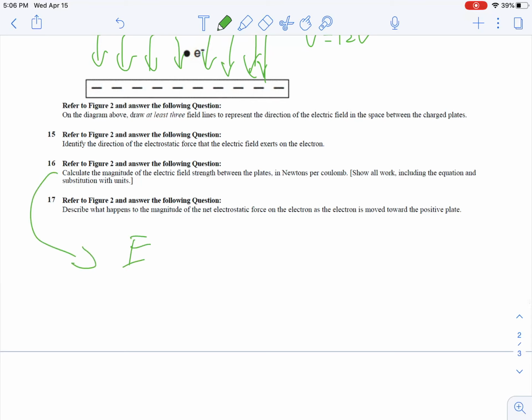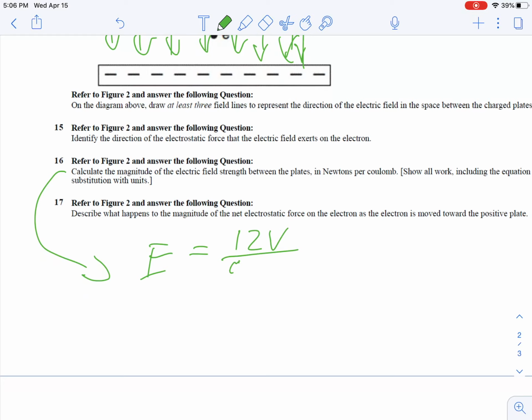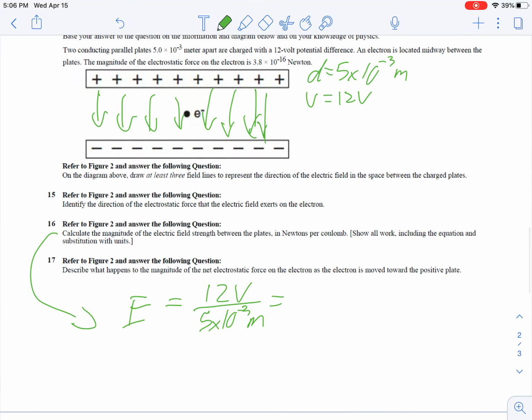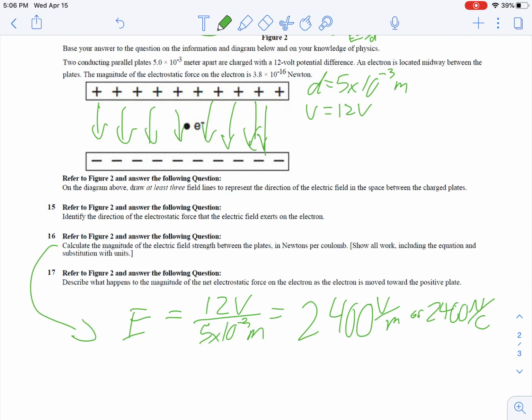The voltage is 12 volts. The distance is 5 times 10 to the -3 meters. And let's see what we get for an answer here. 12 divided by 5 times 10 to the -3. We get 2,400 volts per meter, or 2,400 newtons per coulomb. Volts per meter is another way to write the unit there.